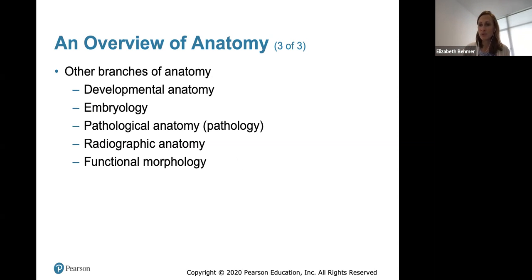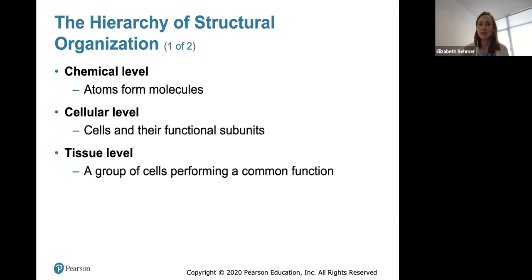We have other branches of anatomy that we won't really get into. Developmental anatomy and embryology have to do with anatomy in the womb. Pathological anatomy, or pathology, looks at disease associated with structures. Radiographic anatomy looks at anatomy underneath different types of radiographs or other visual ways of looking at it. And then functional morphology looks at how your anatomy can change generation to generation.